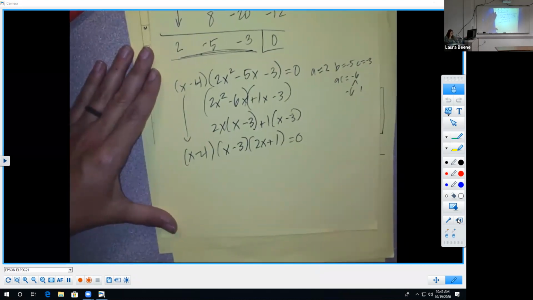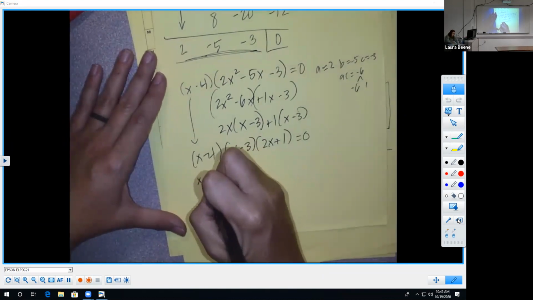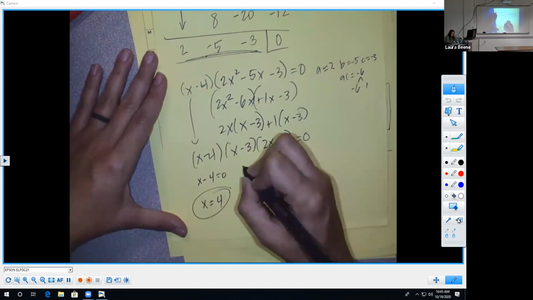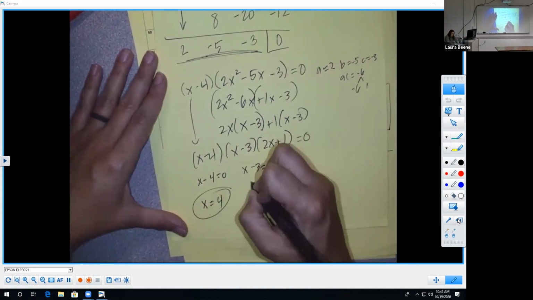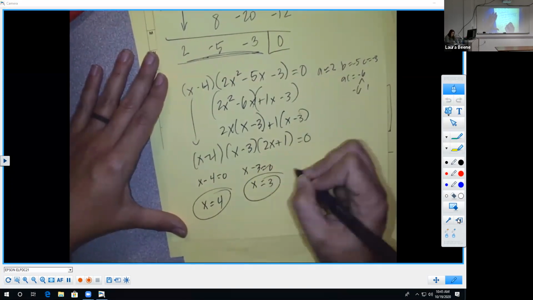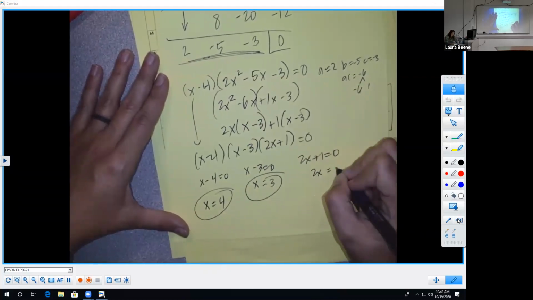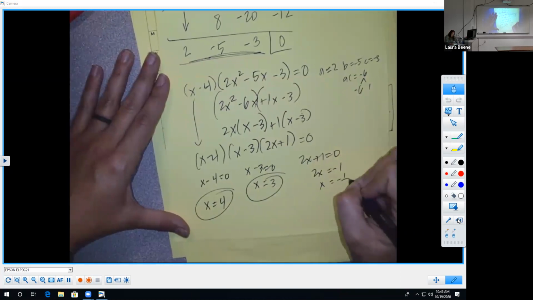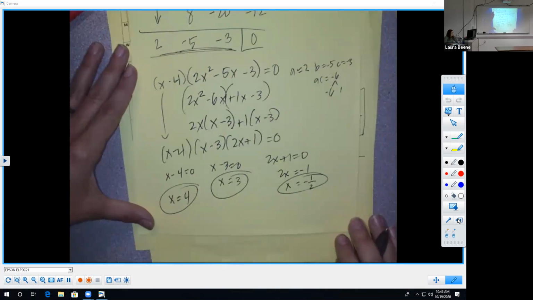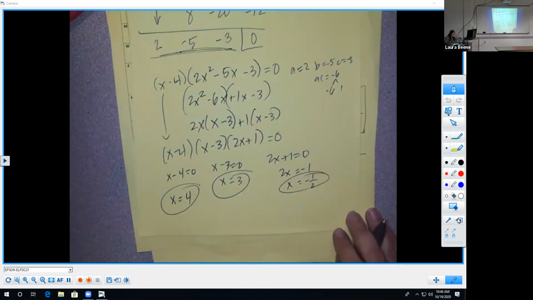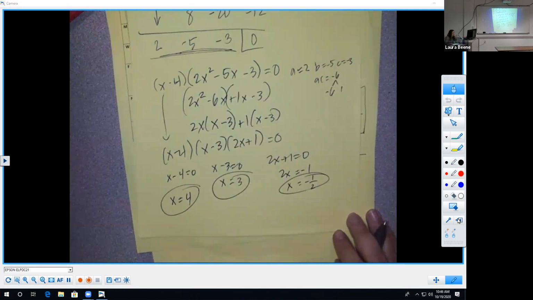Set all your factors equal to 0. So when I do x minus 4 equals 0, I get 4. I've known that one all along. x minus 3 equals 0, I get 3. 2x plus 1 equals 0. Subtract the 1, divide by 2. I get -1/2 as my answer. So there are your 3 solutions.